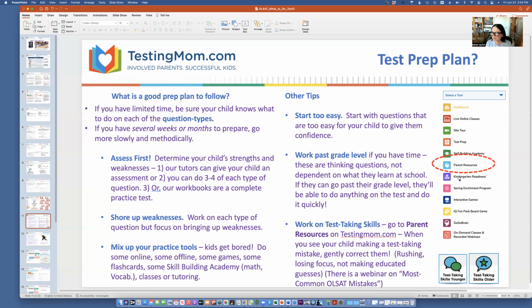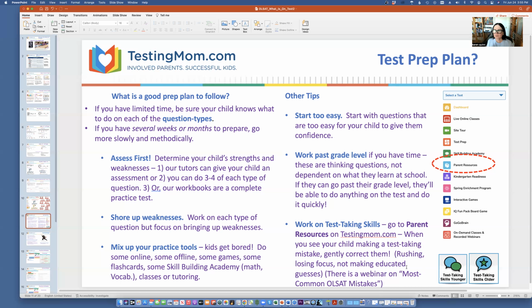The other thing I want to say is make sure you're working on test taking skills. If you just go to our parent resources section and open up something called Test Taking Skills Younger, Test Taking Skills Older, you'll get some guidance on this. But kids lose as many points because they make test taking mistakes as they lose because they don't understand the material. So they do things like rush through the test. They guess among all 5 answers. They don't eliminate the ones that are clearly wrong.